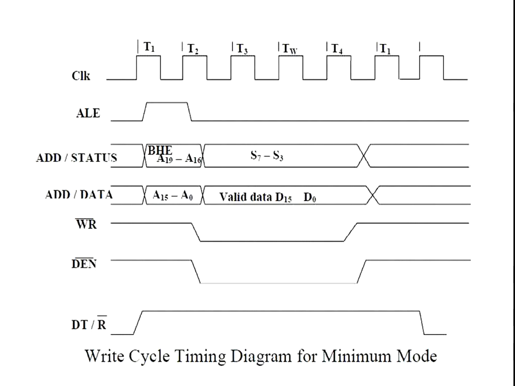And BHE and A0, and here DEN, that is also an active low pin. It is also low from the mid of T2 to mid of T4. And DT/R bar: during the write cycle we are transmitting data, so the DT/R bar signal will be high.